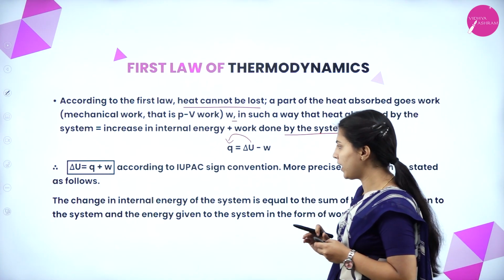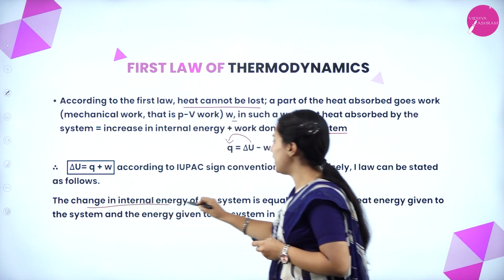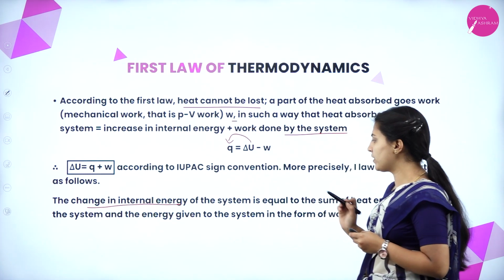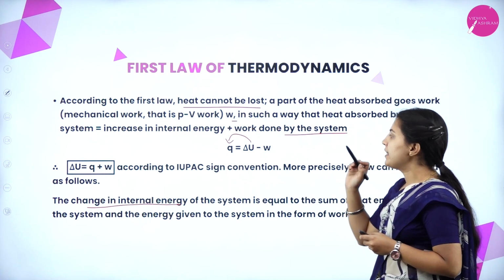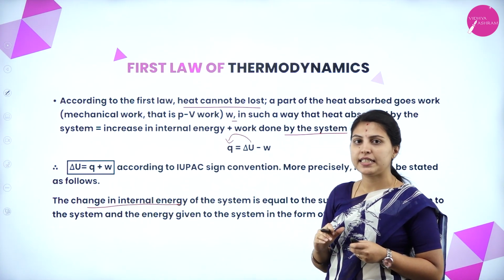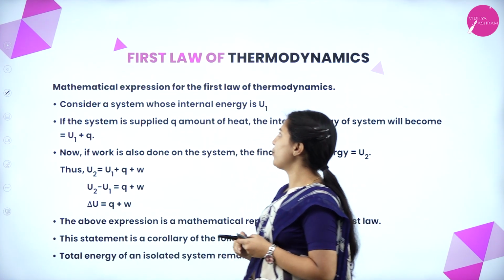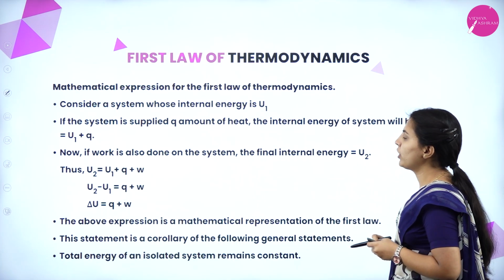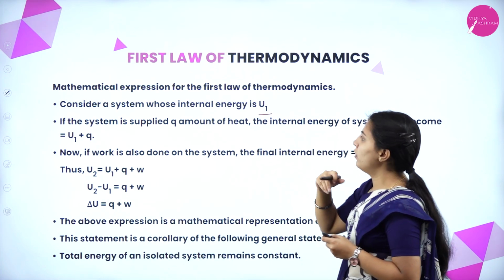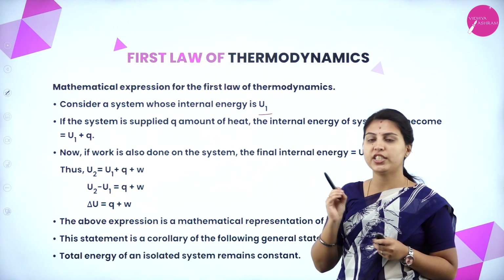More precisely, the first law can be stated as follows: the change in internal energy of the system, here delta is present, is equal to the sum of the work done and heat absorbed by the system. Then the mathematical expression for the first law of thermodynamics: consider a system whose internal energy is U1.